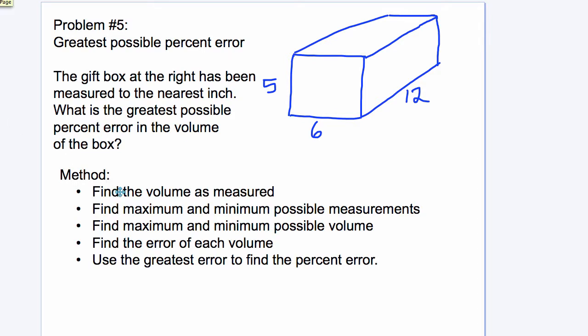First, we need to find the volume of the box as measured. Next, we're going to find the maximum and minimum possible measurements, and then find the maximum and minimum possible volume. Then we're going to find the amount of the error of each one of those, the maximum and the minimum, and use the greatest of those two to find the percent error. So let's see how that works out.